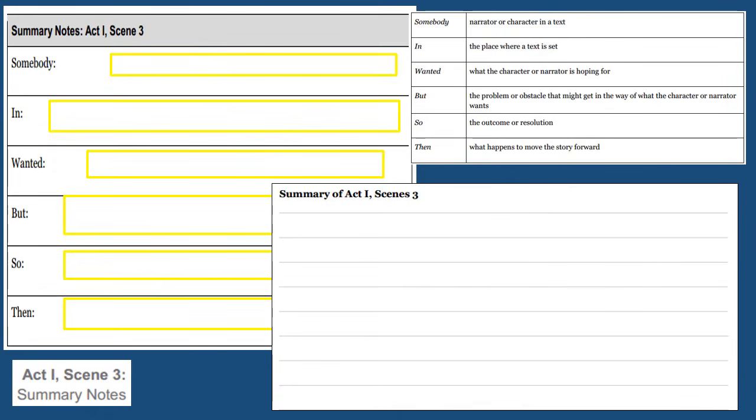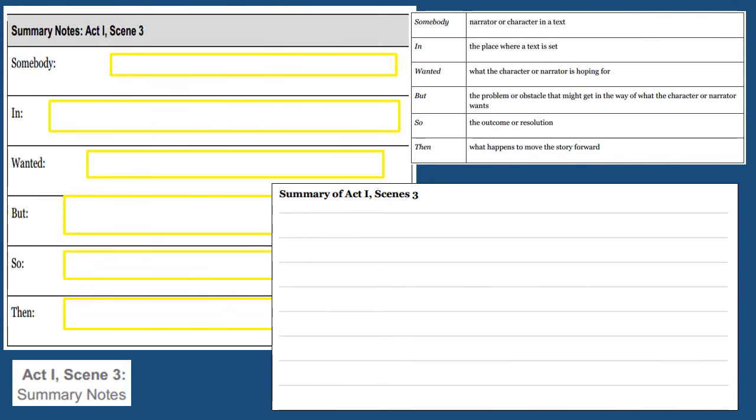It's time to fill out the Somebody-Wanted-But-So-Then summary notes. I put on here the reminder of what each part means. So the Somebody would be the narrator or the character in the text. In is the setting or the place where the text is set. The Wanted, what they wanted or hoped for. But, the problem or obstacle that happened. So, the outcome or the resolution, and then the Then is what happens to move the story forward.